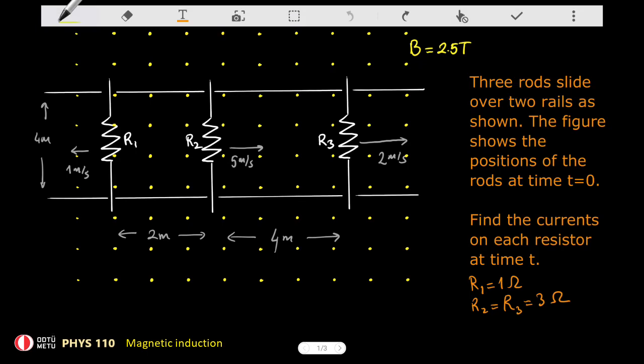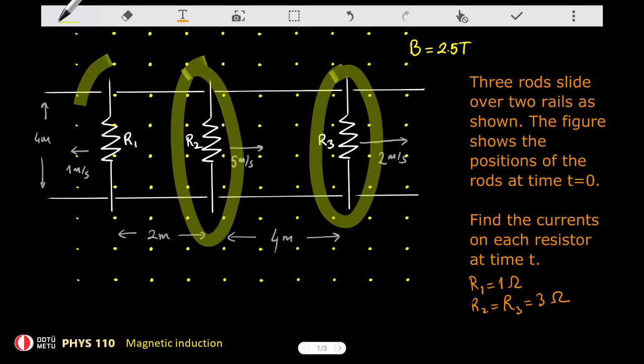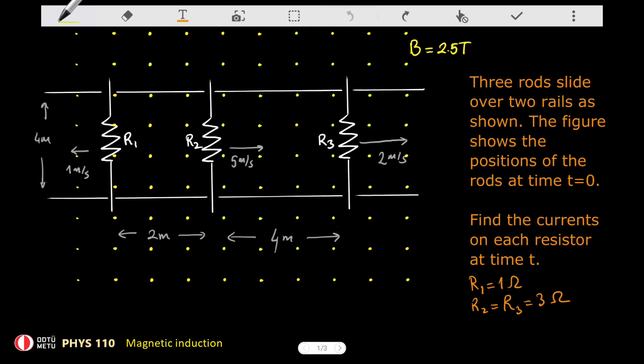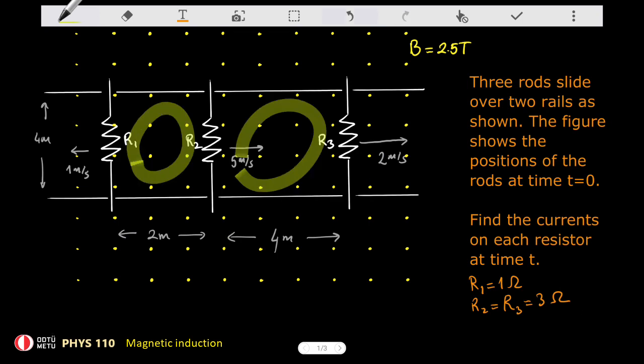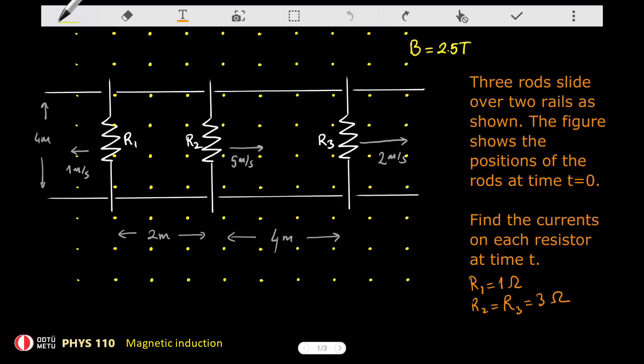This is a problem that's quite similar to the first problem that we solved when we started with the induction topic, a bar sliding over two rails, essentially. But this time there are three bars, and all of them are moving. But the main difference of this problem from the previous ones is that there are actually two loops. So as a result, you need to compute the EMFs for these two loops.